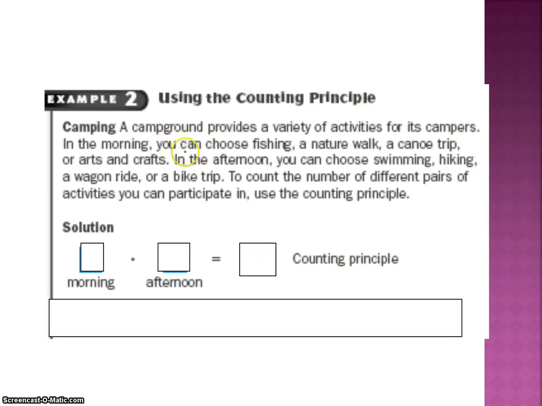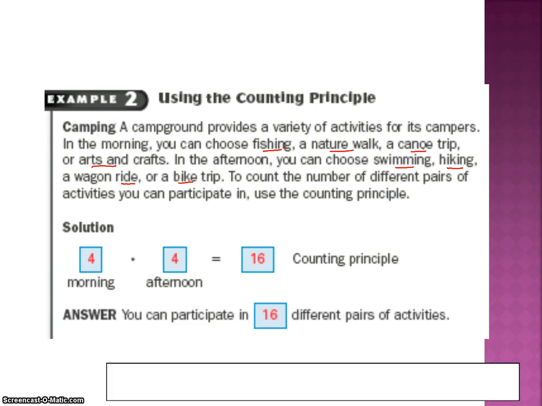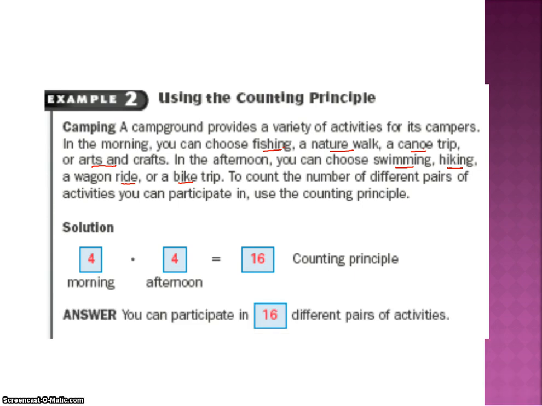In example 1, a campground provides a variety of activities for its campers. In the morning, you can choose fishing, nature walk, canoe trip, or arts and crafts. In the afternoon, you can choose swimming, hiking, wagon ride, or bike trip. To count the number of different pairs of activities you can participate in, use the counting principle. So the morning was 1, 2, 3, 4 choices. The afternoon also had 4 choices. That is a total of 16 choices or different pairs of activities. Again, you can go fishing or swimming, nature walk and hiking.